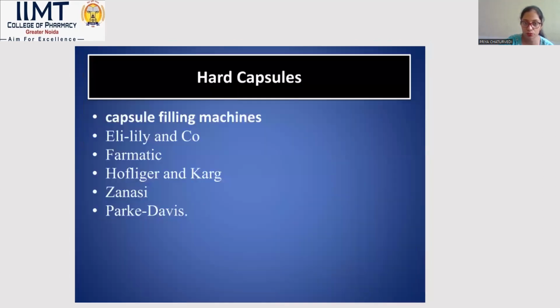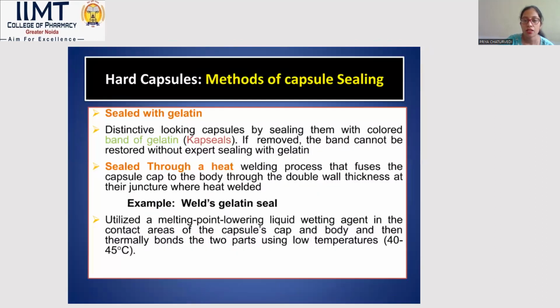Now, the hard capsule. The capsule filling machines are like Eli Lilly and Company, Pharmatic, Hofliger and Karg, etc. Now, the methods of capsule sealing.